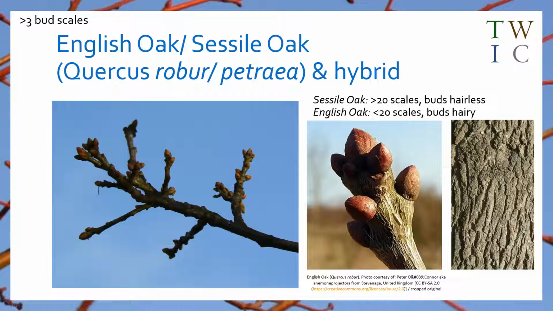And when you're counting scales, you don't want to just look at one bud and count them and say, oh, I've got 19, so I must have English oak. Look at several buds and get a sort of average before you make a decision. Hairiness can also help. So in sessile oak, they're hairless, whereas in English oak, they're hairy. And you may have acorns as well to help you, so that can give you another clue.